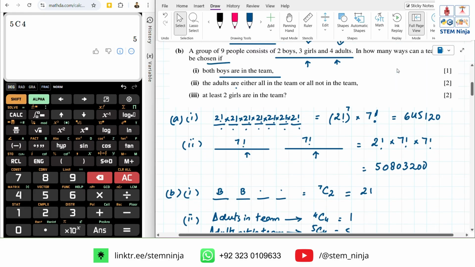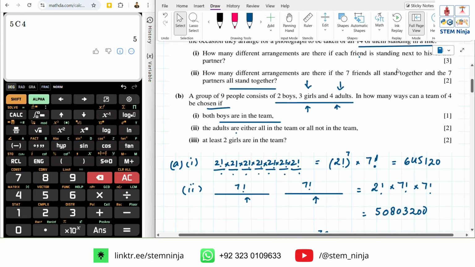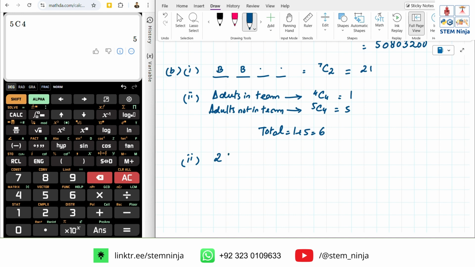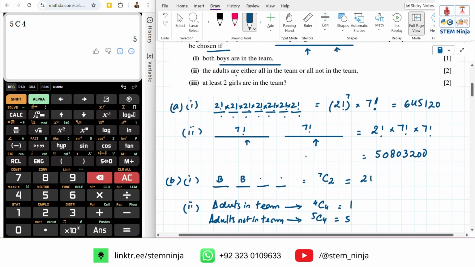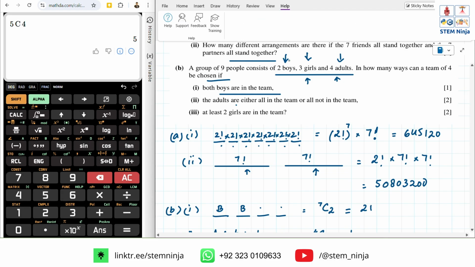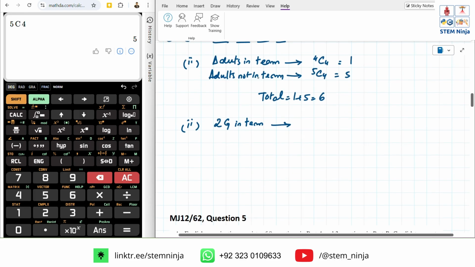At least 2 girls are in the team. So that means there could be 2, there could be 3. So two possibilities. So you have two girls in the team. Then the rest we're choosing from are the boys and the adults, so six people, 6C2.